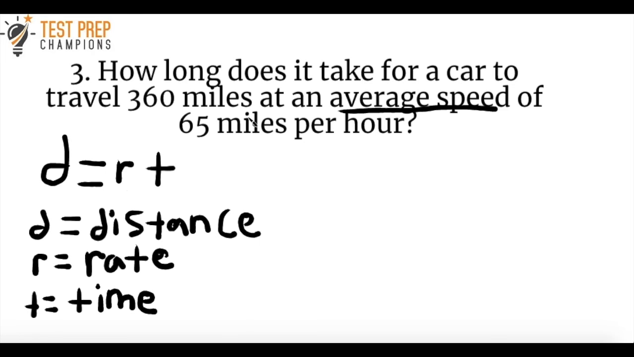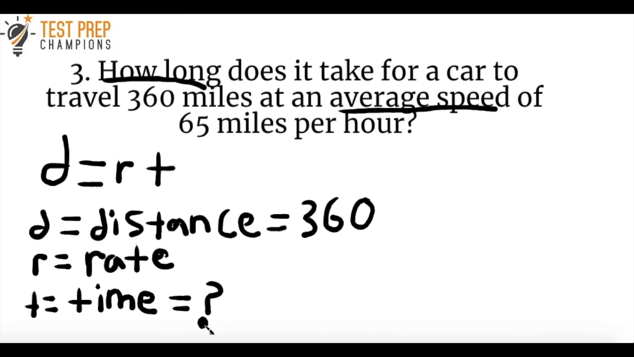All right, so how long does it take for a car to travel 360 miles at an average speed of 65 miles per hour? So what is our distance here? Well, the distance is 360, right? Because we want to know when the car is going to hit 65 miles per hour. All right, and so again, what we want to find here in the question is how long. So how long, that's a question about time. How long does it take for the car to travel 360 miles per hour? So the time here is an unknown, so I'm going to put a question mark here because we don't know what our time is.